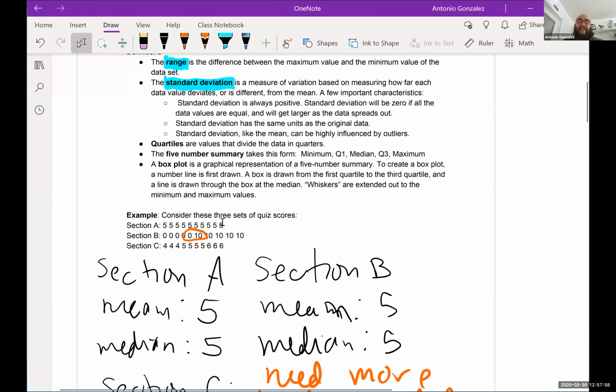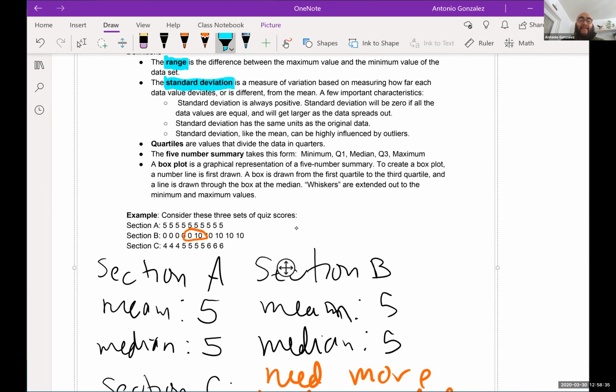So here, if we take a look at our quiz score, for the first one, for section A, there's no deviation. All of them are 5, so we would have a standard deviation of 0. And I'll do a separate example where we go through an in-depth calculation of standard deviation, and then we'll look at how the calculator is going to help us out so we don't have to do all these calculations over and over again. But we're just guessing what the standard deviation is.